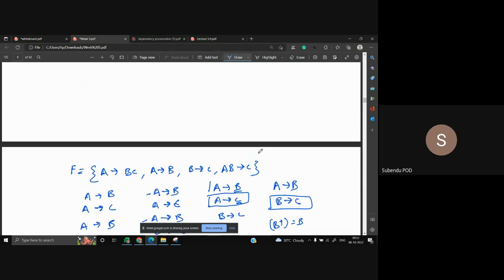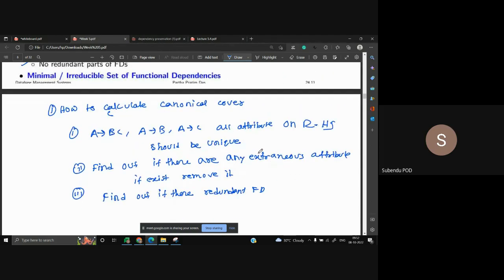Okay. So once again, I repeat how to find the canonical cover. First, the right hand side should be unique. If there exists A determines BC, you have to write A determines B and A determines C. Then you have to find whether an extraneous attribute is present or not. If an extraneous attribute is present, you have to remove it immediately.